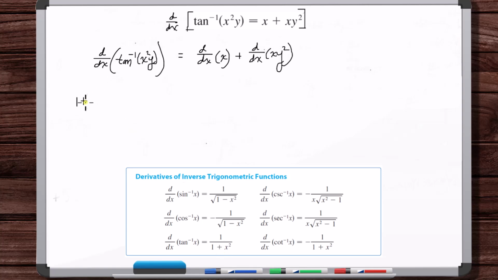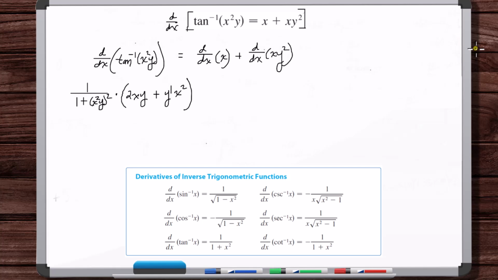So 1 over 1 plus that something squared, right? Times the derivative of that something. The derivative of x squared y is what? That's a function of x times another function of x. We need to use the product rule. Okay, so the derivative of the first, 2x, times the second, plus derivative of the second times the first.